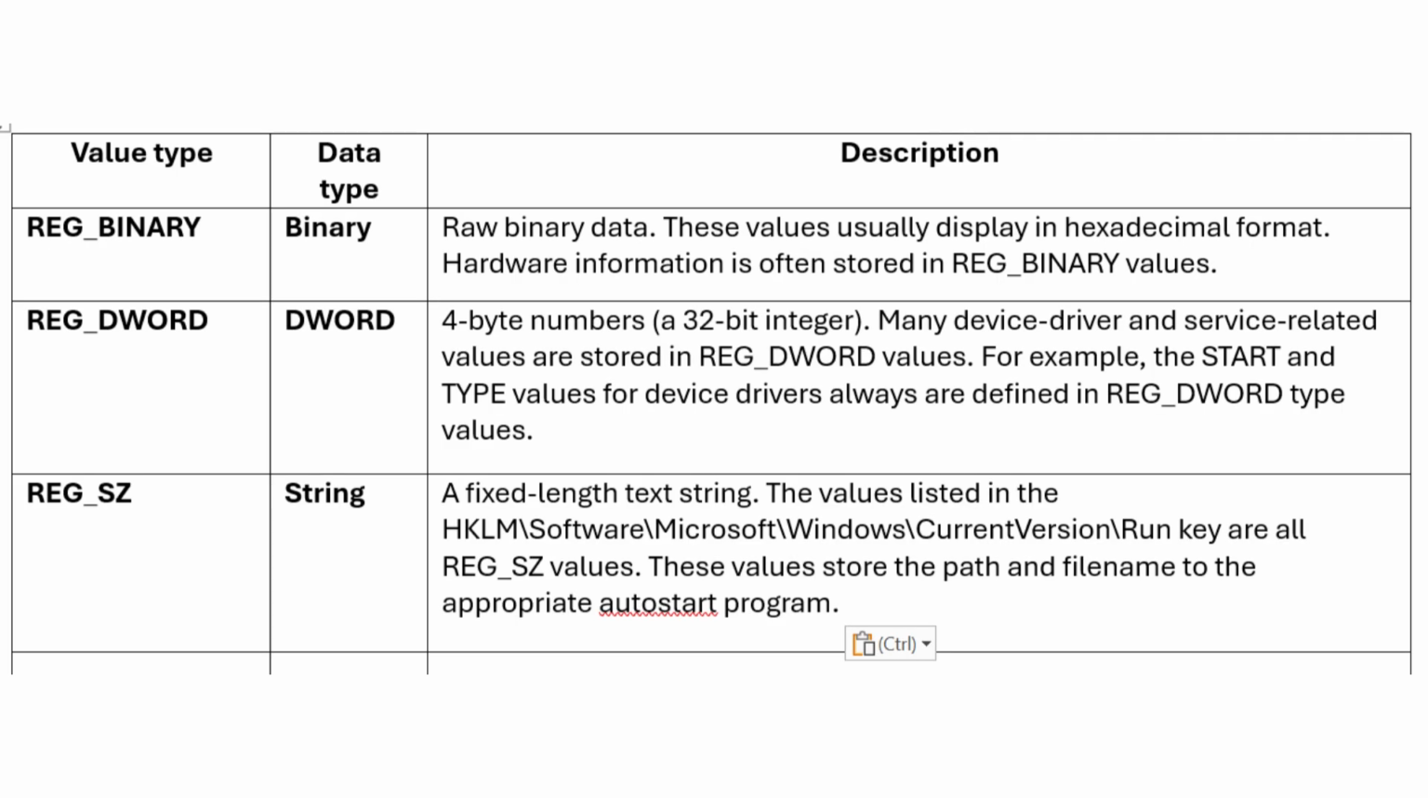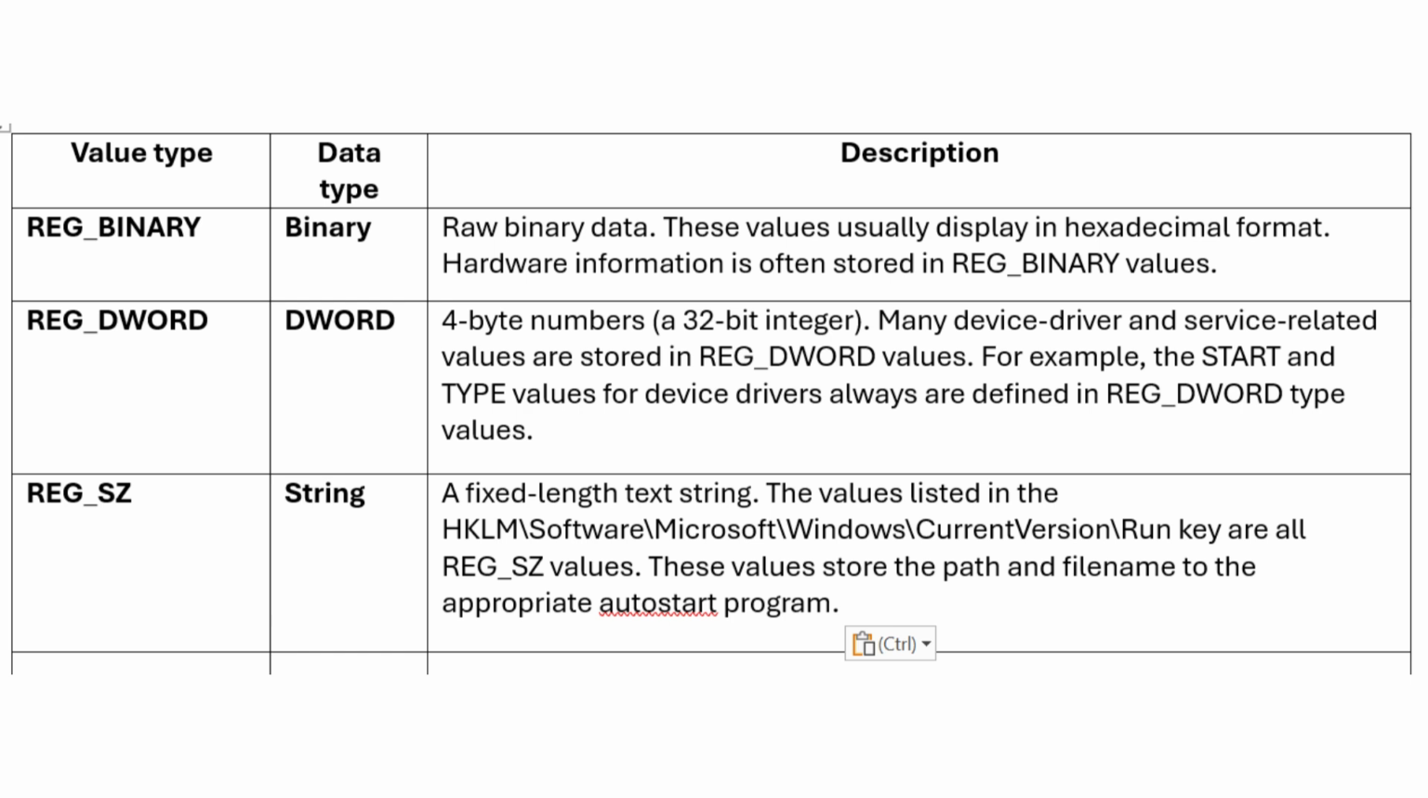Values. Values define the behavior of the operating system, and they're stored in keys and subkeys. There are many types of values, depending upon the type of data that each stores. For example, you may wish to store text values, numerical data, variables, and similar data. The following table lists the more common types of registry values. Value type, data type, description. REG_BINARY. Raw binary data. These values usually display in hexadecimal format. Hardware information is often stored in REG_BINARY values.